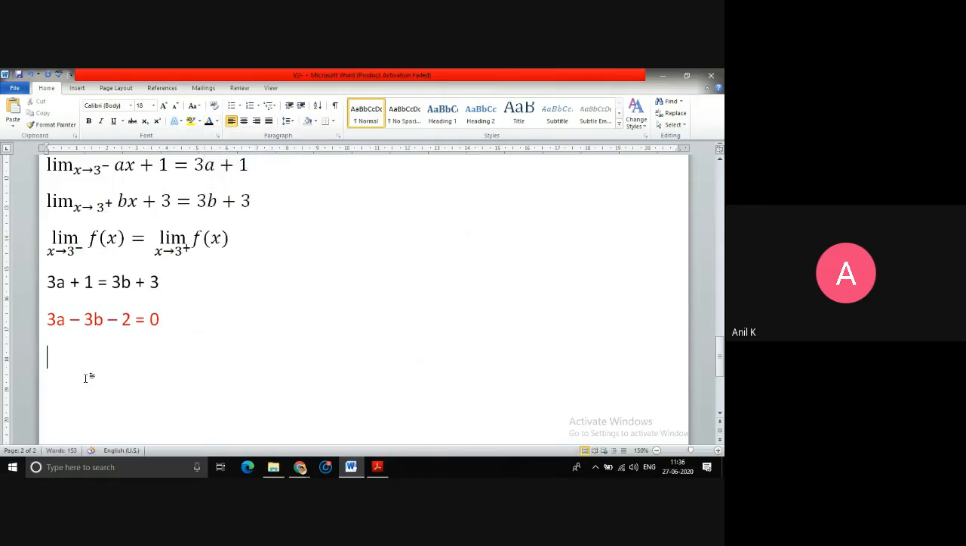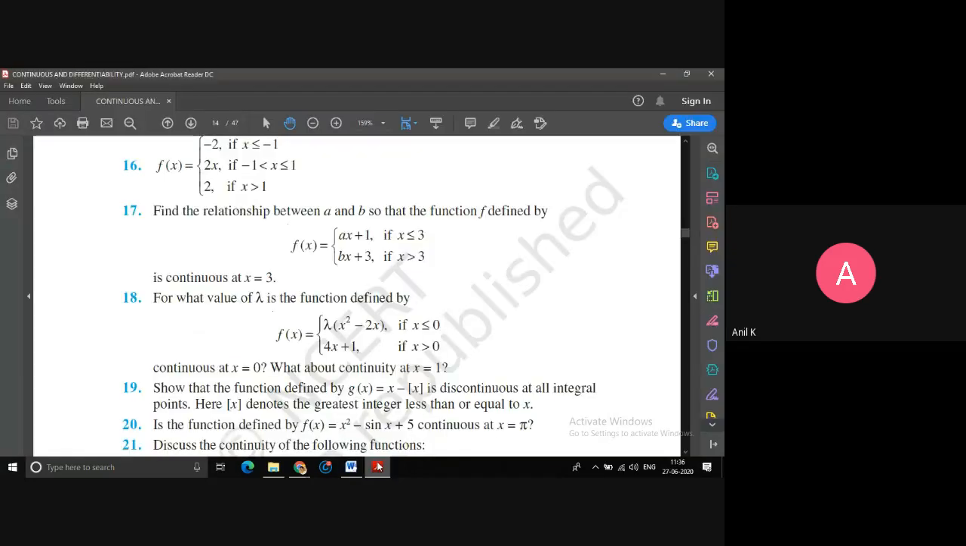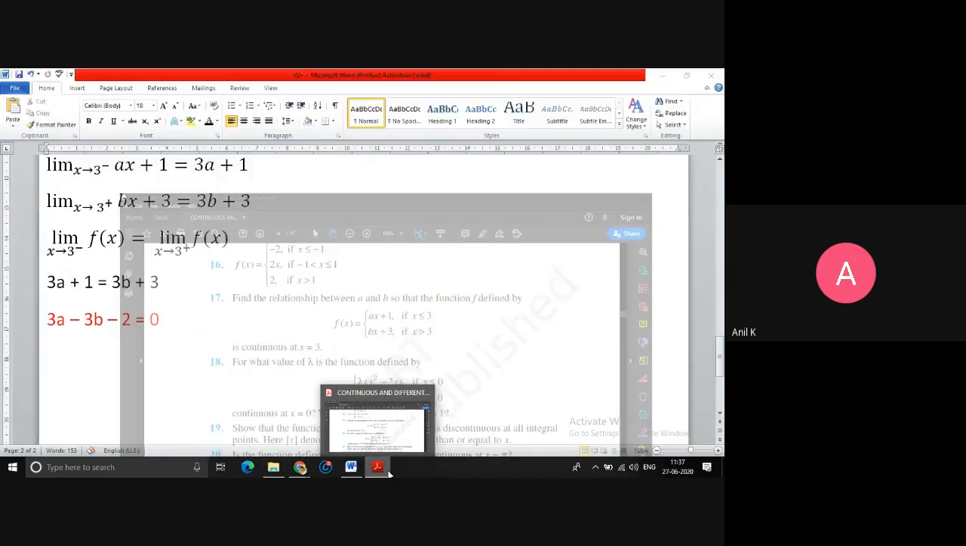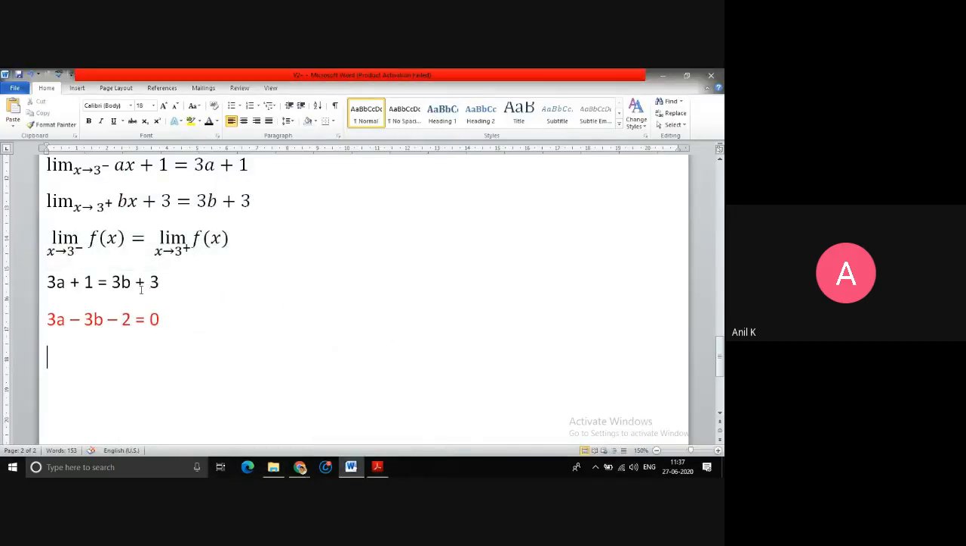Okay. So that's what they're going to see. In this question, they clearly said f is continuous at x equals 3. So they have given continuous. If it is continuous, I know left limit and right limit are equal. So I equated the left limit and right limit. Then I got the relation.